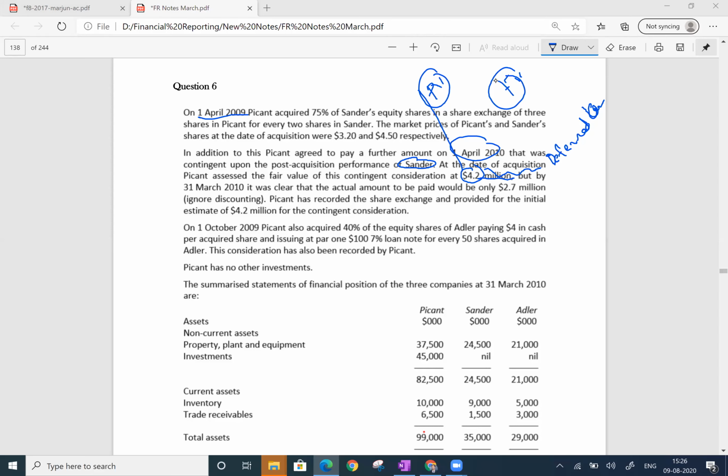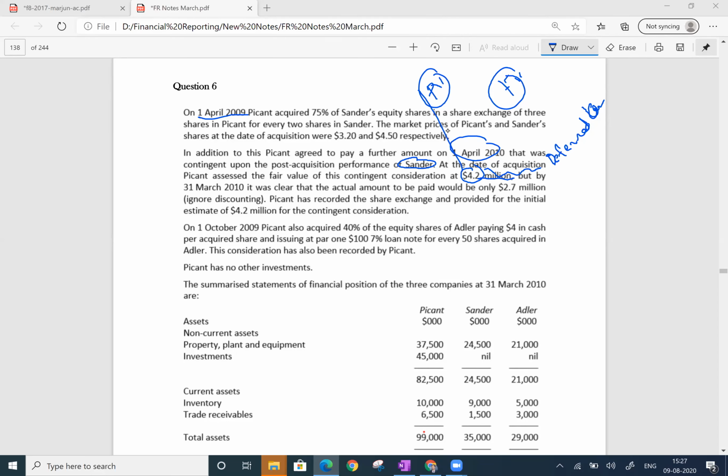So this is my first question. Where will you show that present value? You'll show that present value in purchase consideration at the date of acquisition. Present value of that consideration at the date of acquisition. Clear? Nothing new actually. Continuing with this.